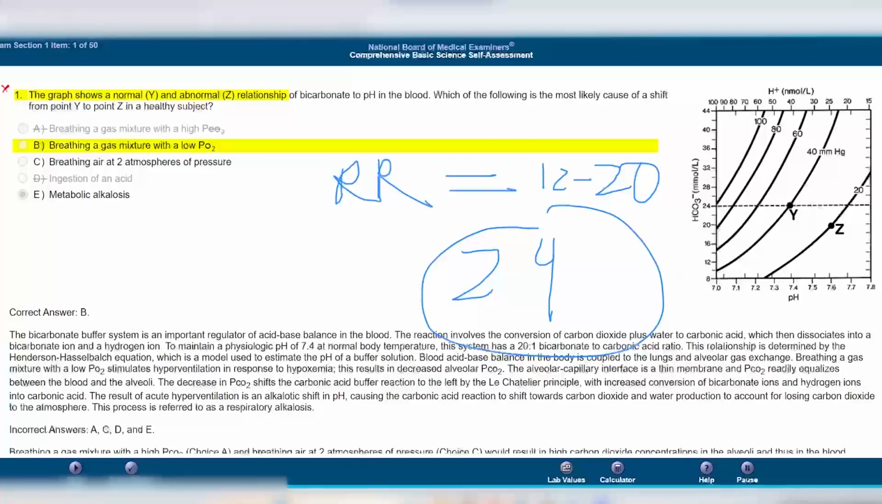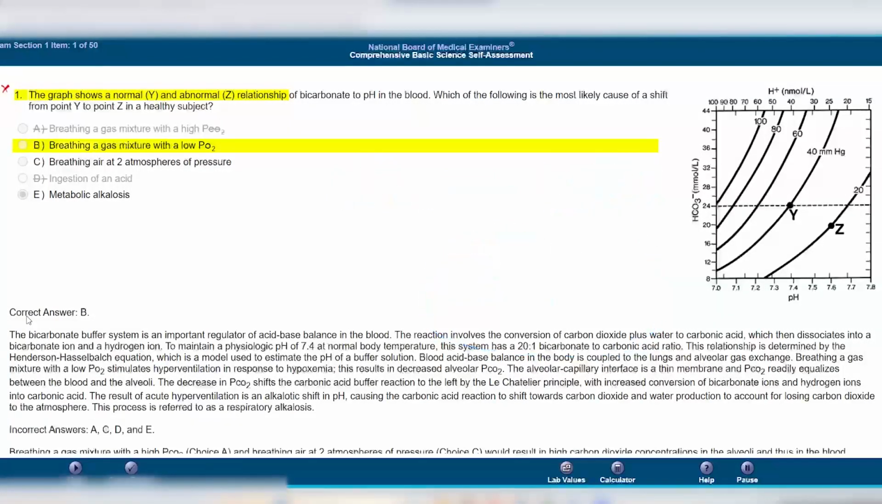Yes. Okay. So I'm just giving you these tidbits because I want you to be a master of acid base. So next time, whether there's a graph or not, you can work through that pretty easily. Okay.